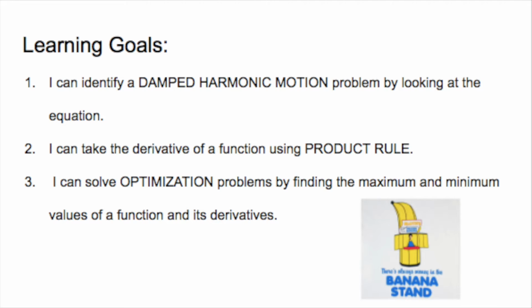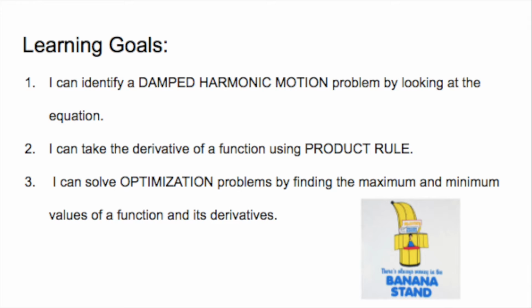Before we get into the video tutorial, let us first take a look at these three learning goals. Learning goal number 1. I can identify a damped harmonic motion problem by looking at the equation. Learning goal number 2. I can take the derivative of a function using product rule. And learning goal number 3. I can solve optimization problems by finding the maximum and minimum values of a function and its derivatives.